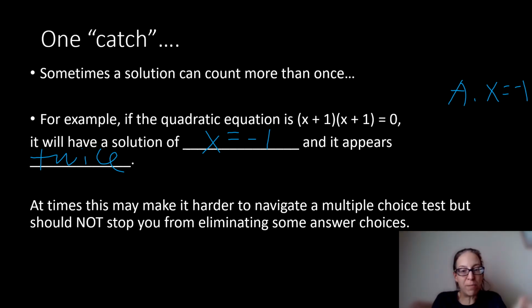But if it shows up an odd number of times, it's still going to cross the x-axis. So there's just so many different kinds of things that can happen. And like I said at the beginning of this lesson, we're just trying to focus on the main things and the key ideas that will get you to where you need to go.